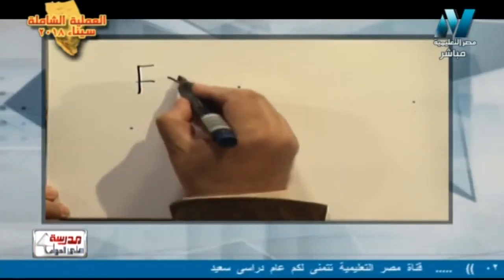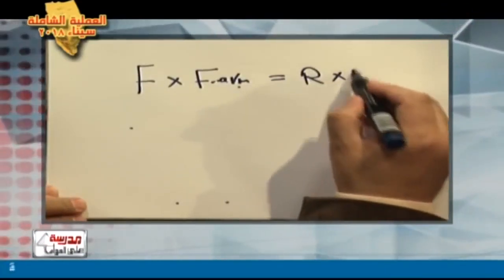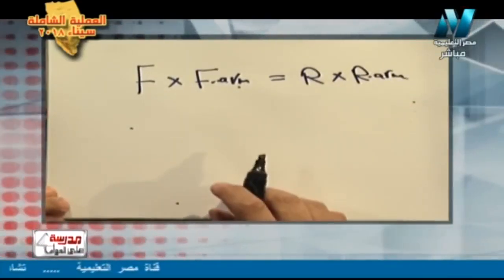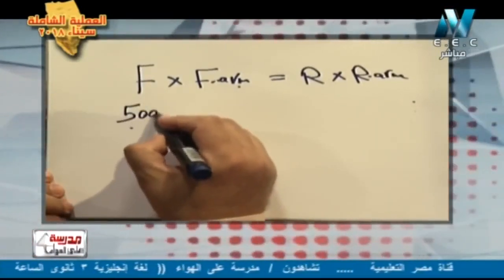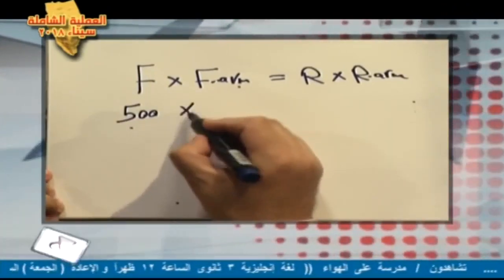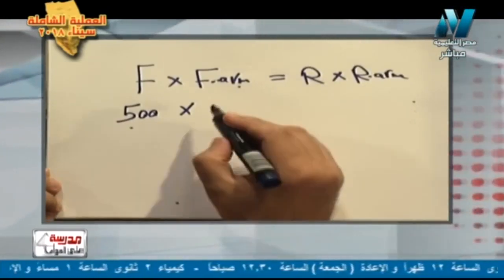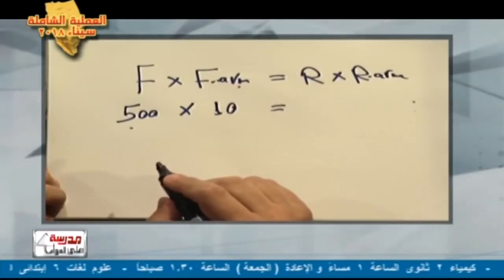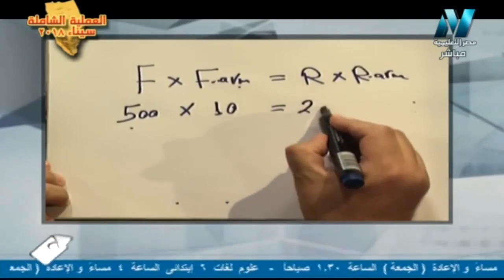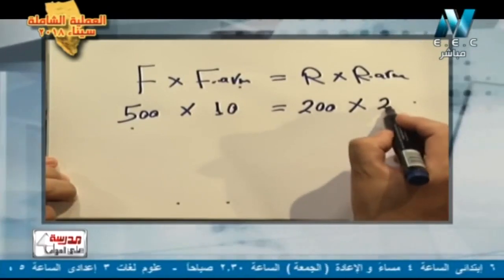So the lever law says, at first, effort force by effort force arm equals resistance by resistance arm. The force affecting a first class lever equals 500 Newton, so I can write 500 Newton under the effort force. It acts at a distance 10 centimeter from the fulcrum, which will be the effort force arm. And it affects a resistance of 200 Newton at a distance of 20 centimeter from the fulcrum.